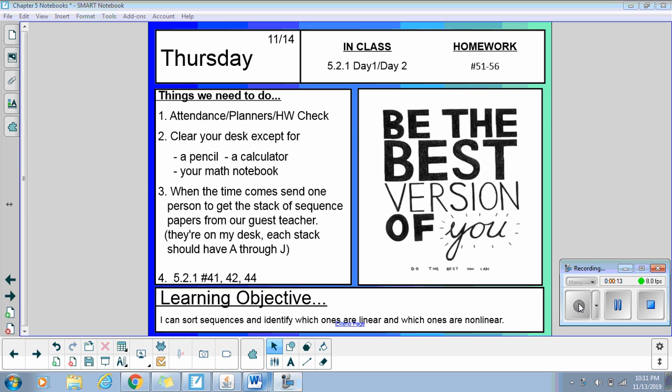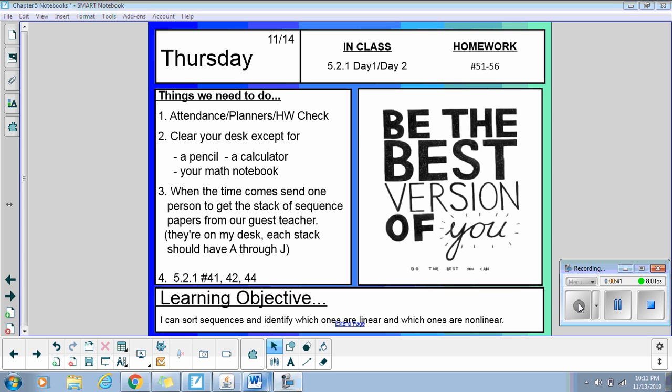You should have one Chromebook per group right now, and you're working on this together. So make sure that attendance was taken, you guys have your planners filled out correctly, and that you have filled out the homework check for last night's homework and turned that into the bin. At this point, make sure you have a pencil, a calculator, and your math notebook today. Everything else, go ahead and move it off your desk.